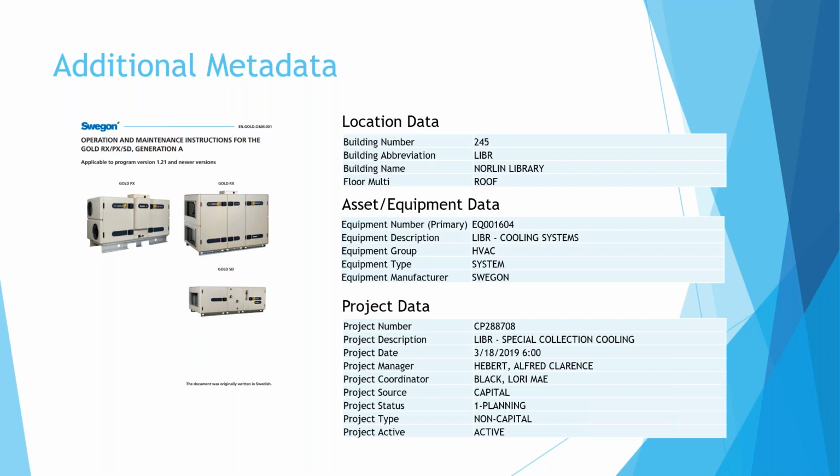The importance of having this additional metadata is that different people are looking for this document in different ways. Some people are looking for it by the location. Some people know the project that it came from. Sometimes they just want to go by the equipment number. So having multiple fields of consistent metadata makes it easier for everyone to find it.